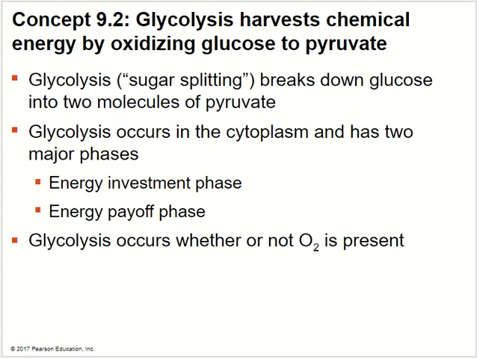Glycolysis, sugar splitting, sort of like hydrolysis, splitting through water, breaks down glucose into two molecules of pyruvate. Glycolysis occurs in the cytoplasm. It has two major phases, the energy investment phase to get things started, and then the slight energy payoff phase at the end. Glycolysis occurs without oxygen. Therefore, this occurs in both aerobic and anaerobic respiration.